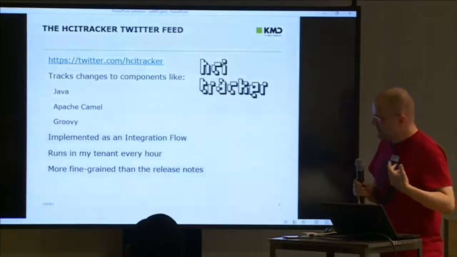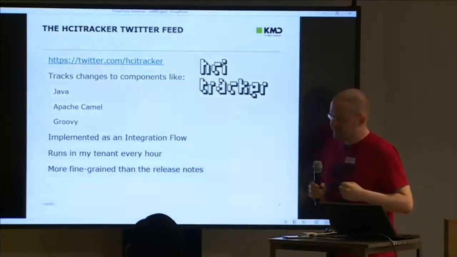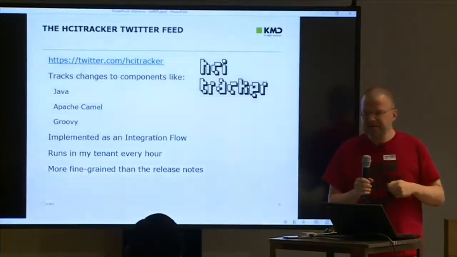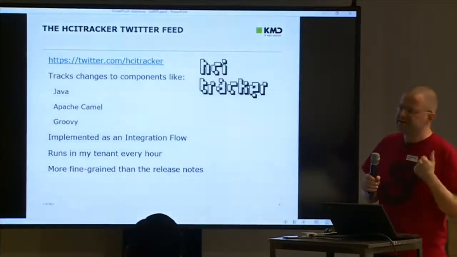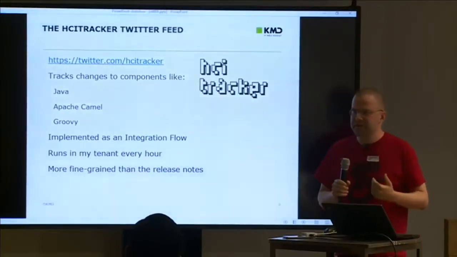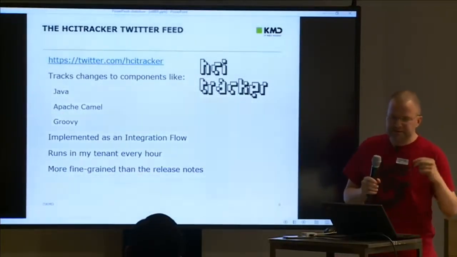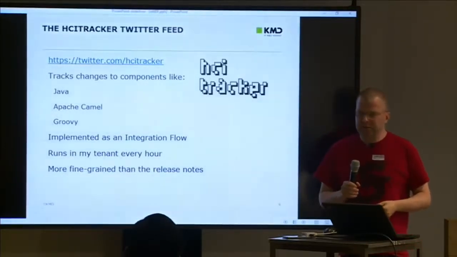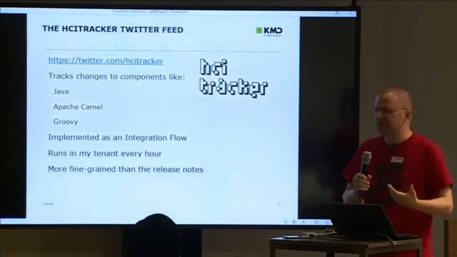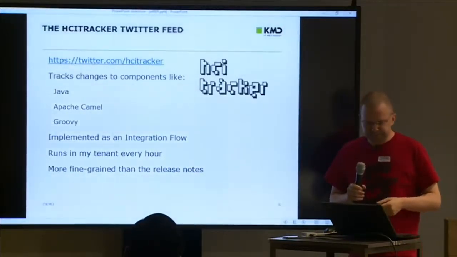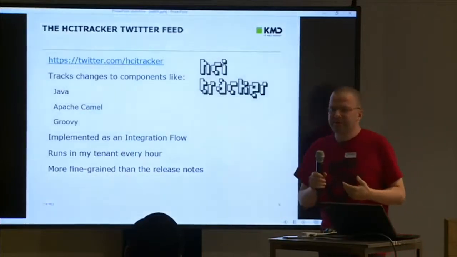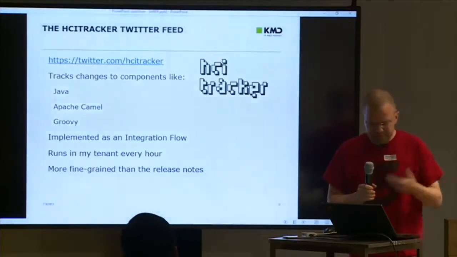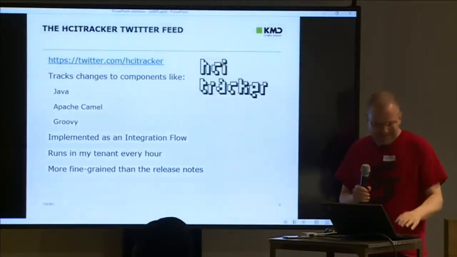So I put together an integration flow running in Cloud Integration that continuously checks these values and compares them to how they looked the last time I ran this. So I run this every hour. And whenever it detects a change in one of those properties, like a new version number for Camel, it will format that into a tweet and post it to a Twitter feed. And I had also been looking for a fun use case for the Twitter adapter, and I hadn't been able to find one. So this was it.